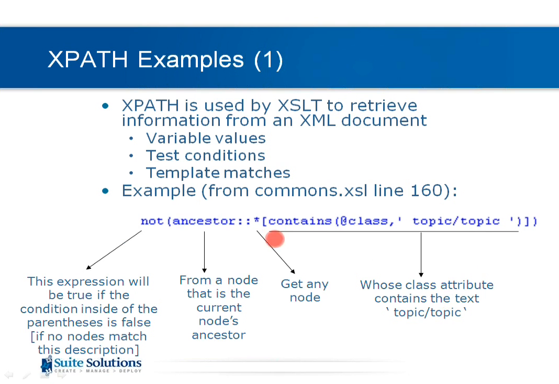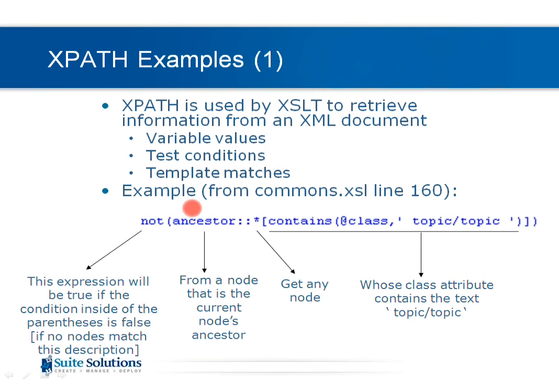All the ancestors of my node whose class attribute contains the text topic topic. Okay, the expression will be true if the condition inside the parentheses is false. Meaning, tell me the answer: is it true that none of my ancestors are topics? Basically, that's the question we're asking the XPath.